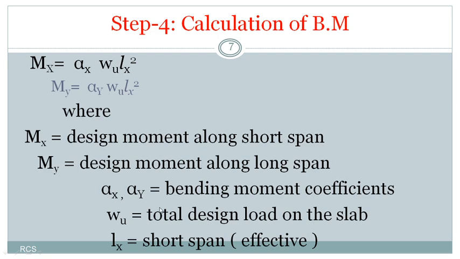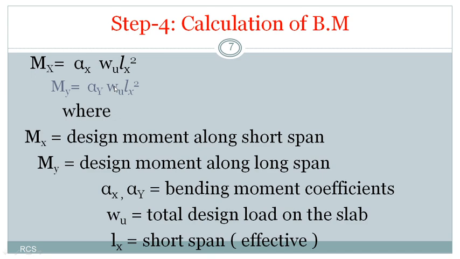Lx is the shorter span, that is the effective shorter span. By knowing these terms, if you substitute the values in these equations, we will get the Mx value. Mx equals alpha x W Lx square, and My equals alpha y W Lx square. From this we can calculate.